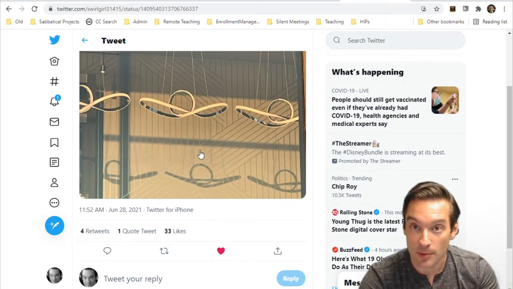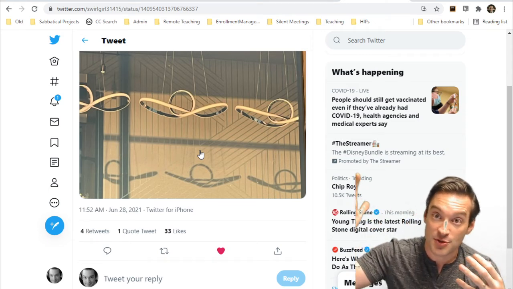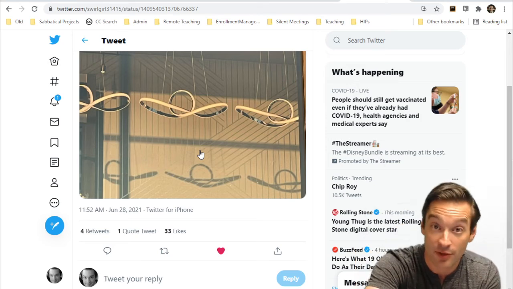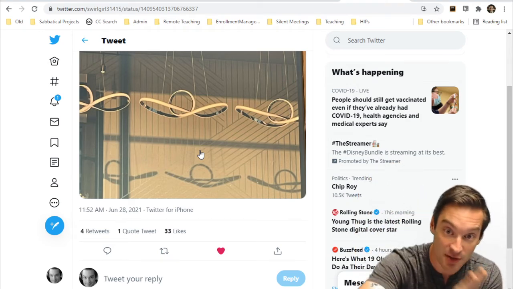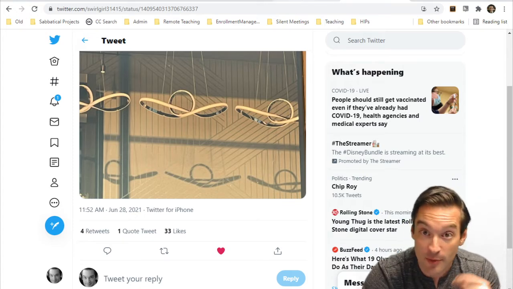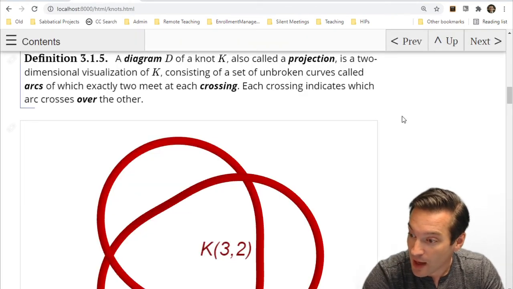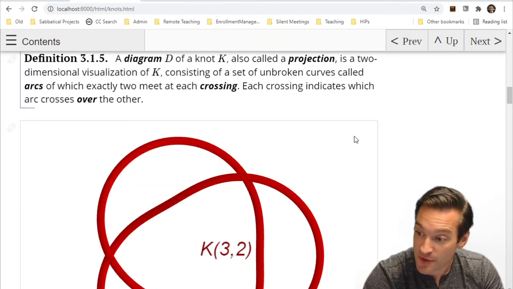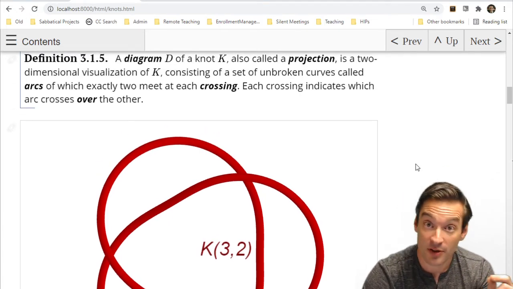Projection is the kind of word we often use in analytic geometry when we think about the result of taking a higher dimensional object and smushing it onto a lower dimensional hyperplane, as we're doing with this three-dimensional knot, casting a two-dimensional shadow. Or if we also include that information about the overs and the undercrossings, then we get what we might call a knot diagram. And so it's a two-dimensional visualization of a knot consisting of a set of unbroken curves that we're going to call arcs.